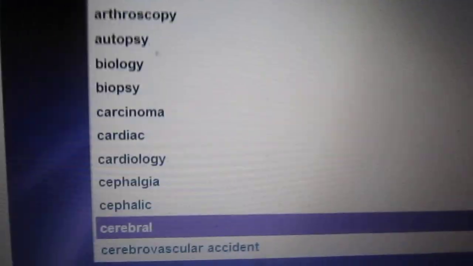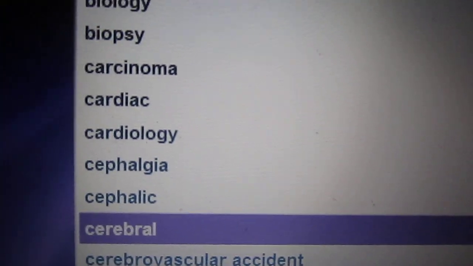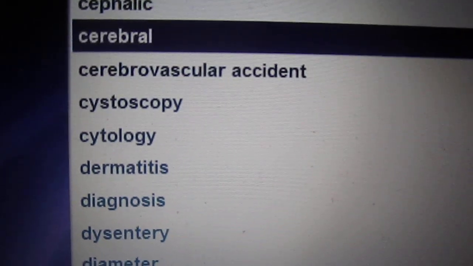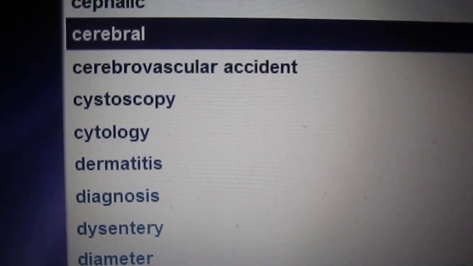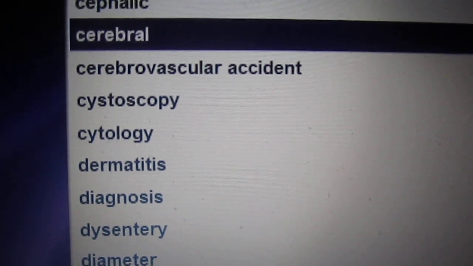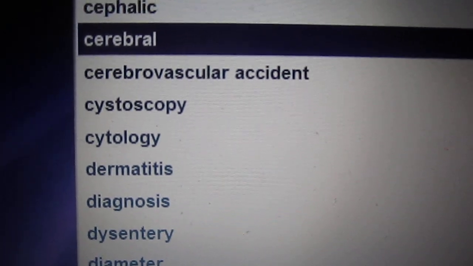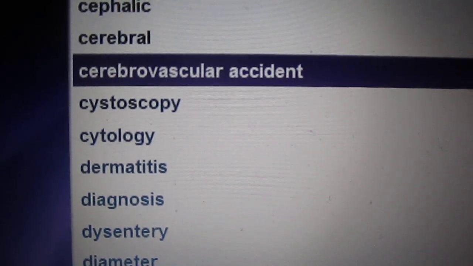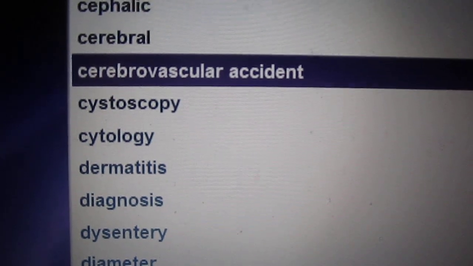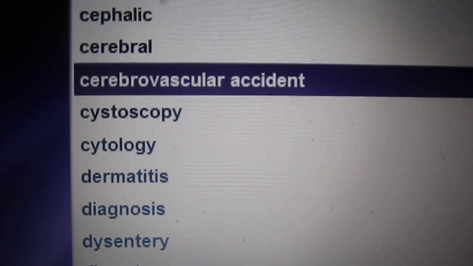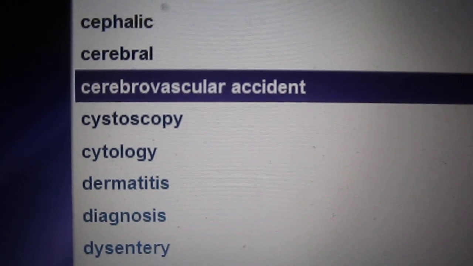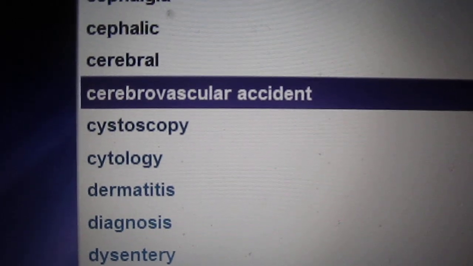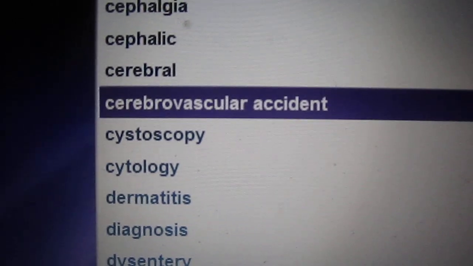Cerebral. The suffix AL means pertaining to. Cerebral pertains to the cerebrum, the largest part of the brain. The cerebrum controls many bodily functions such as sensations, speech, voluntary movements, memory, and thinking. Cerebrovascular accident. Vascular means pertaining to a blood vessel. During a cerebrovascular accident or stroke, the blood flow to the brain is compromised. This results in the death of brain cells and subsequent impairment in function.